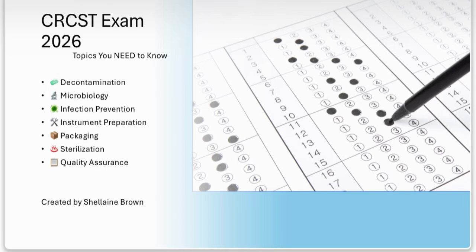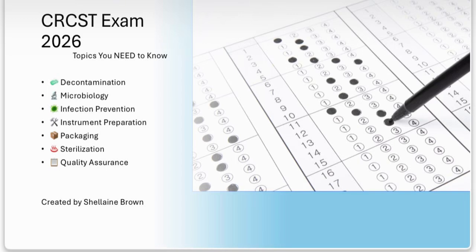Today, we're going to go through 20 CRCST style practice questions covering some of the most important concepts every sterile processing technician should understand. We're going to cover decontamination, cleaning, sterilization, biological and chemical indicators, instrument inspection, packaging, infection prevention, storage, documentation, and more.